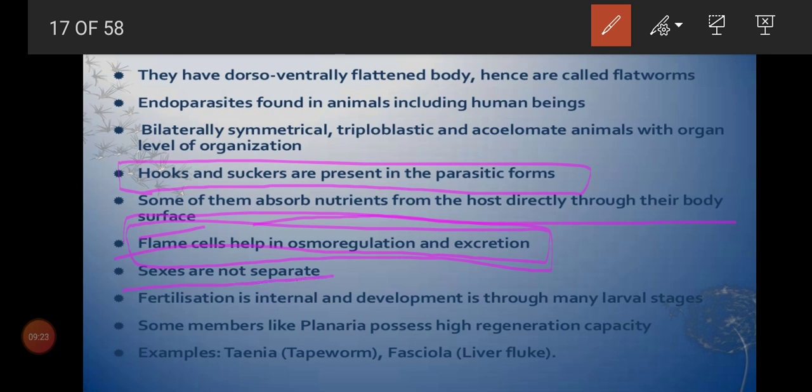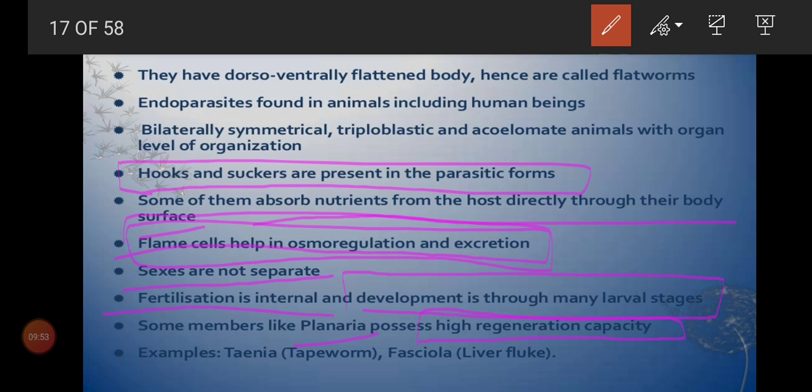No? Sexes are not separate. So the same animal will contain both male and female in the same body. And fertilization is internal and development is through many larval stages, meaning the development is indirect. Some members like Planaria possess high regeneration capacity. So we have learned in Ctenophora there is no asexual reproduction. But come to Platyhelminthes, in Planaria we are able to see asexual reproduction.